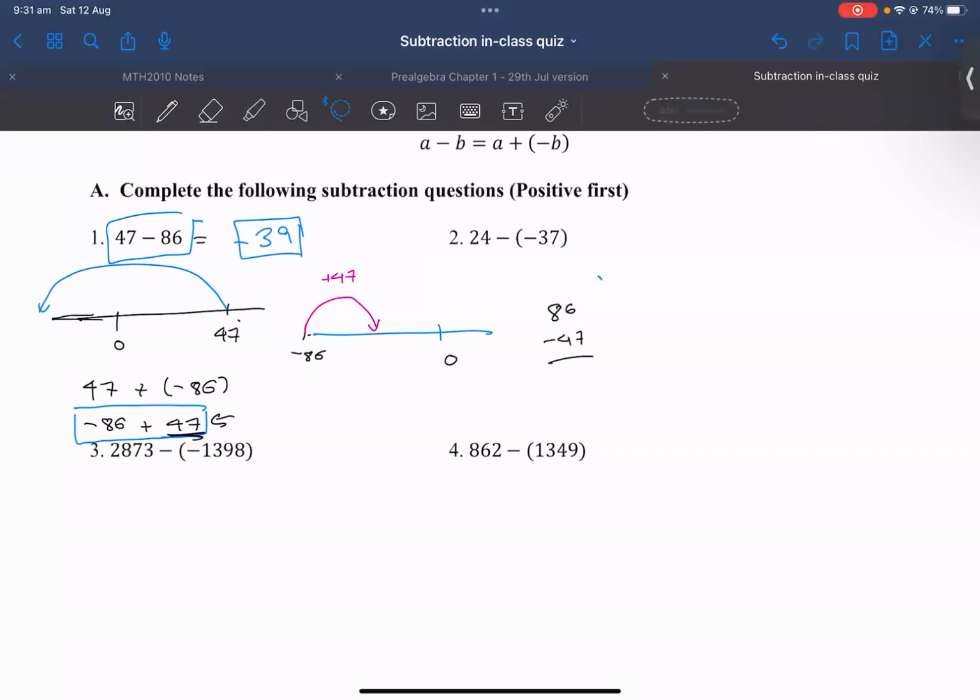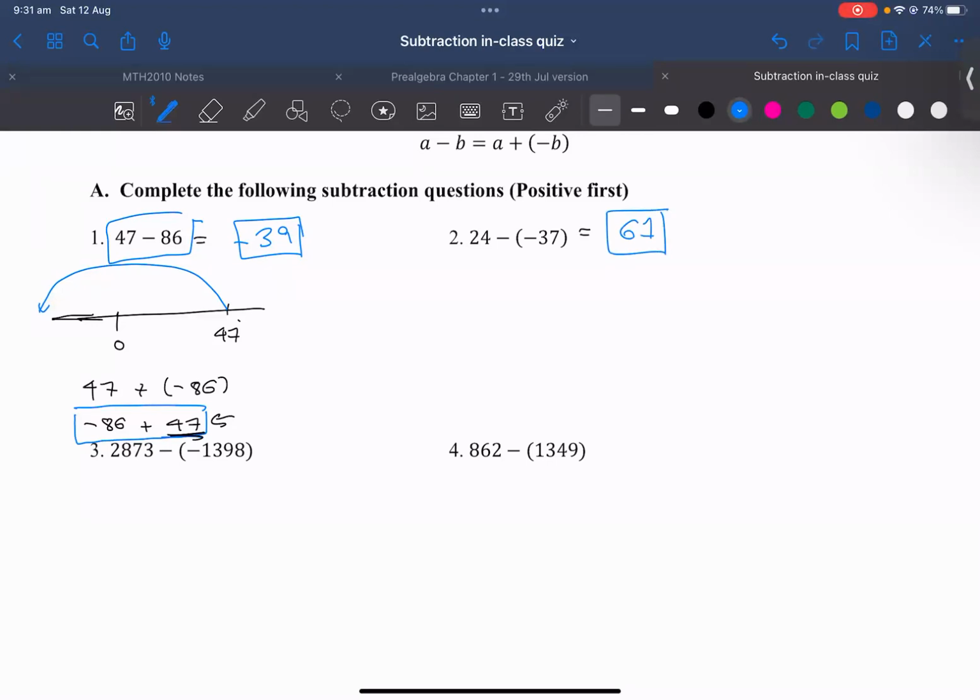I'll show you another method maybe later on at the end of the chapter to do these type of questions. But sooner or later, those will become more interesting to us, so they'll be fine. All right, so now, what about 2? 24 minus negative 37 becomes what? 61. 61. Anyone have any questions with this?